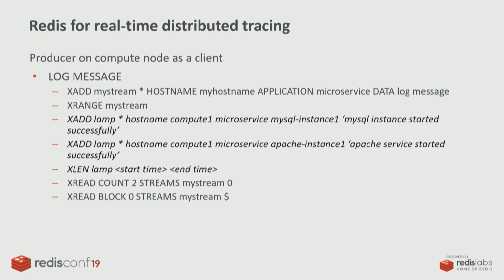The first command adds to a Redis stream in the database using the XADD command, and you specify the stream name, and then you specify key value, and key value. This is the way to actually send the data to a Redis stream. With the data key, the value is going to be the payload. As you can see in XADD lamp star hostname compute1 microservice MySQL instance1, and then the payload.